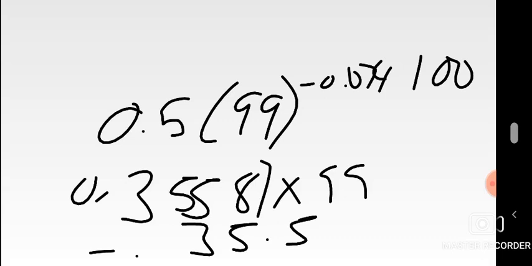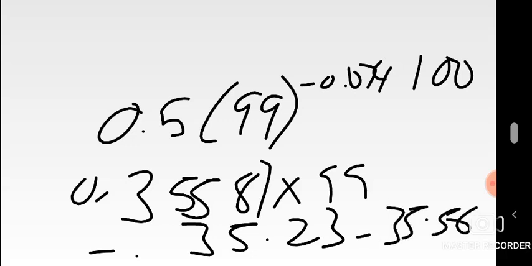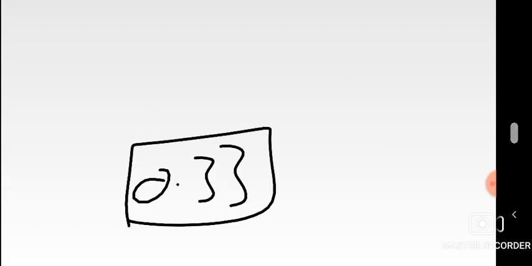So once you do that, this one is going to give you 3523. I beg your pardon, that's the total time for the 99. Then once you have the total time for the 99, subtract it from the total time of the 100. It's even going to give you 0.33 as the individual time. So that's how you find the individual time.